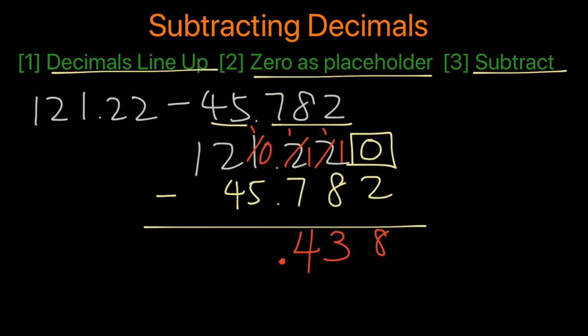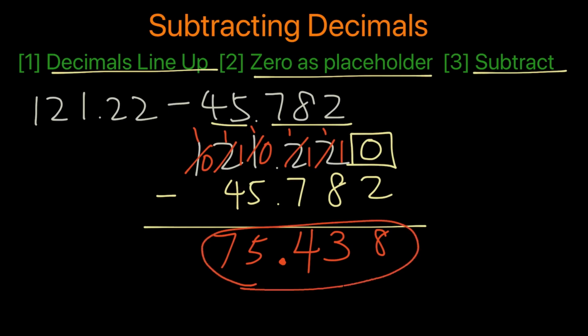Now we did bring down the decimal point. And then we need to borrow 1 again here. Then we have 10 minus 5 equals 5. Then we need to borrow 1 here. And that would be 11 minus 4, which is 7. And our final answer is 75.438.